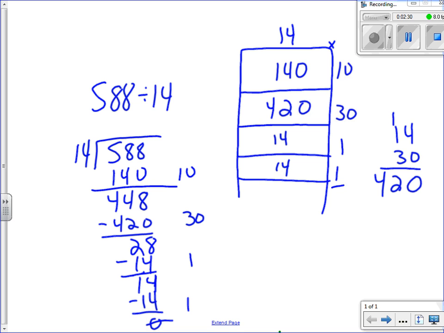So I add these up in my head. 10 and 30 is 40. 1, 2, 42. So I know my answer is 42. And once again, I can check that using the traditional method, using the partial quotient method, or using multiplication by multiplying 42 times 14, and I should get 588.